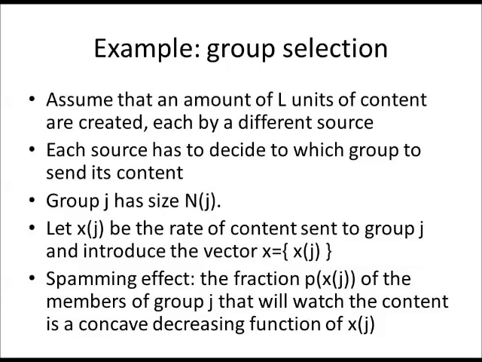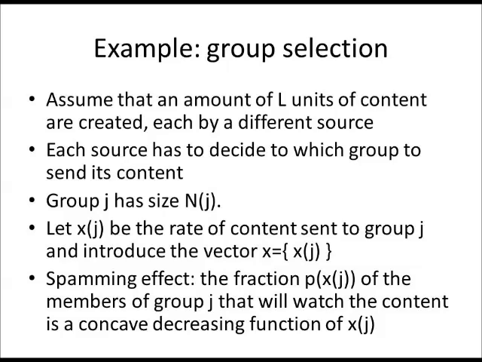Now, group j has a size nj, and by this I just mean that they have nj members. Let small xj be the rate of content sent to group j, and introduce the vector x whose components are the different xj's. We now introduce the spamming effect, which states that the larger the rate of information that arrives, the lower the probability of a user to click on it or to watch it.